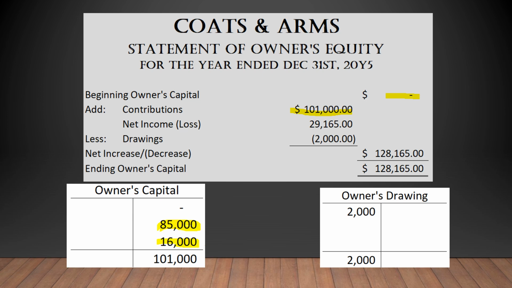Next, we add in our net income or our net loss from our income statement. After that, we subtract out our drawings. You can pull the drawings from the T account, or you could get it from the trial balance.